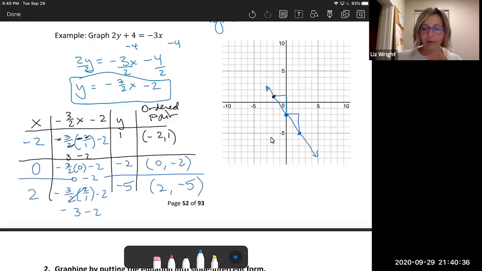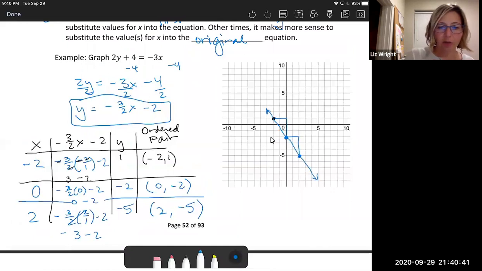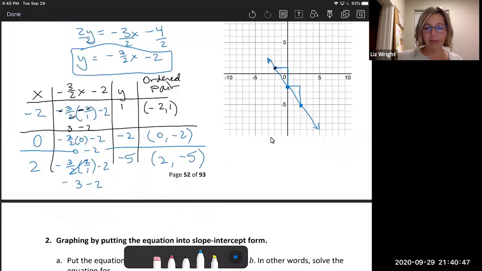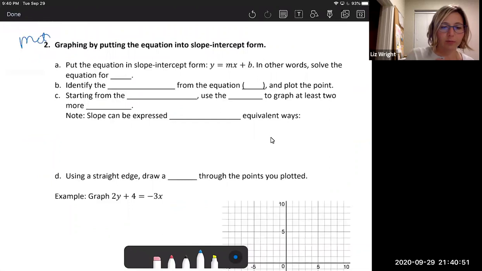All right, now we're ready for the next method. And note, it's going to be the same exact equation. So we're going to take this equation and we're going to be graphing it again on the next page, but using a different method. So method number 2. So here's method number 2.